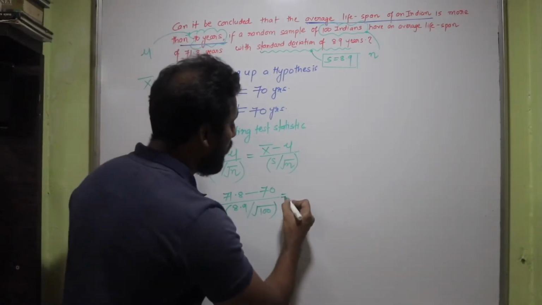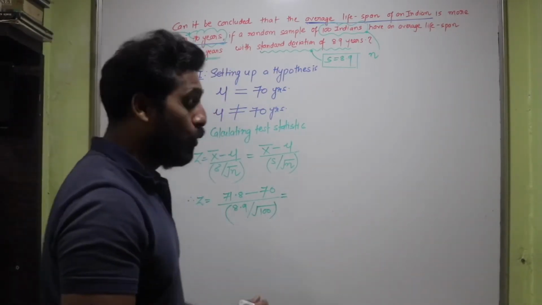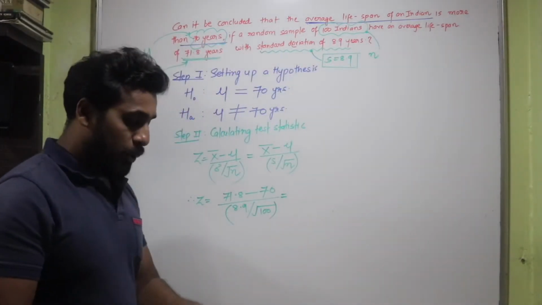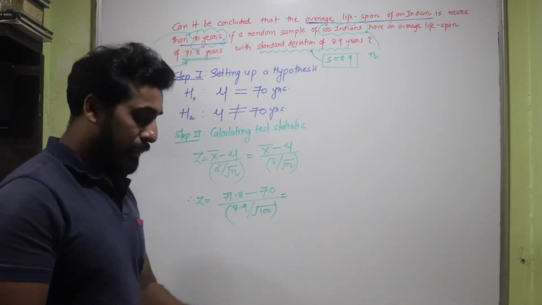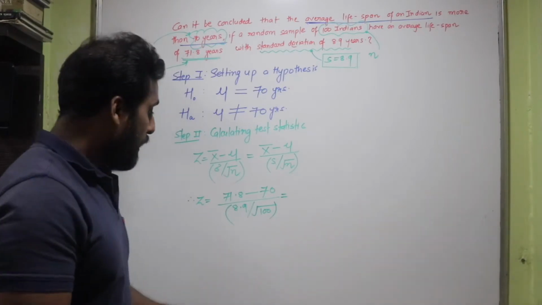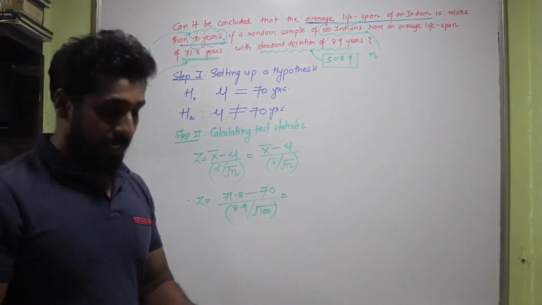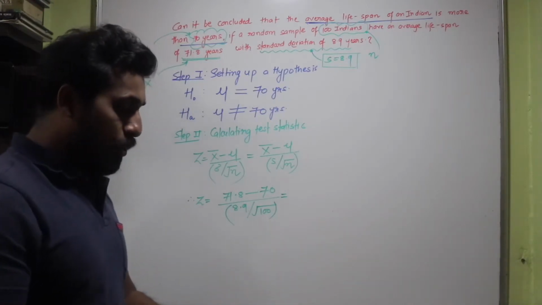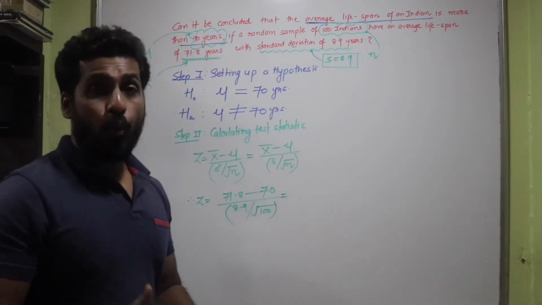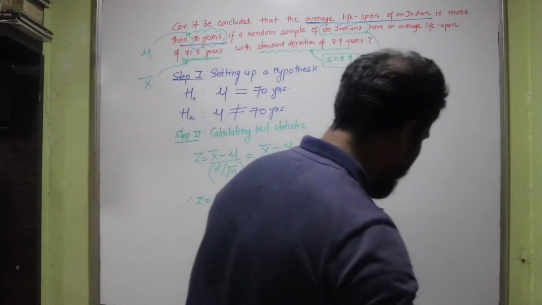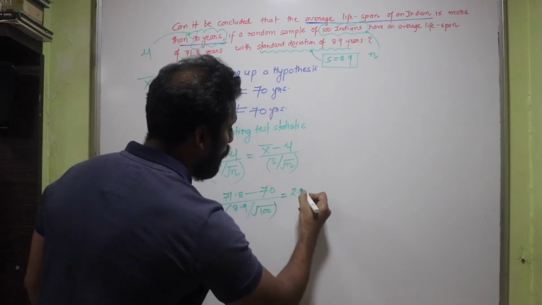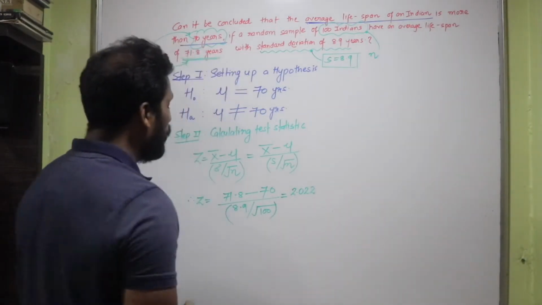Obviously I'll need a calculator to get this value. So students, I'm going to use the calculator. It is 71.8 minus 70 divided by 8.9 upon root of 100, which is 10. So I write 8.9 divided by 10, or 0.89. So the value comes out to be 2.022. So that's the value of Z.